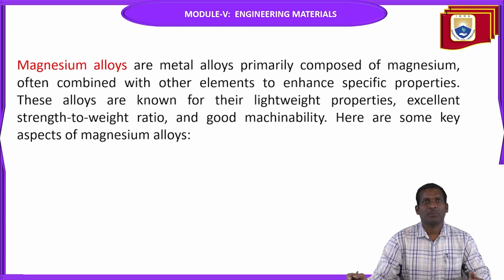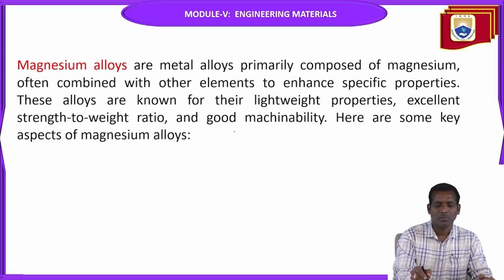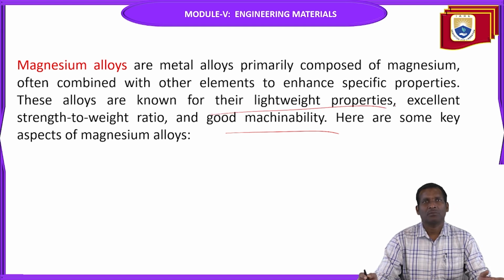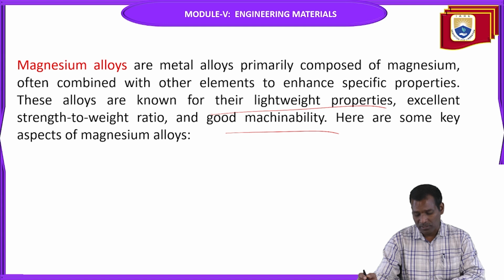So the next alloy is magnesium alloys. These are metal alloys primarily composed of magnesium, often combined with other elements to enhance specific properties. These alloys are known for their lightweight properties, excellent strength-to-weight ratio, and good machinability. Like nickel-based alloys and aluminum-based alloys, they have good machinability and lightweight properties. Here are some important aspects.